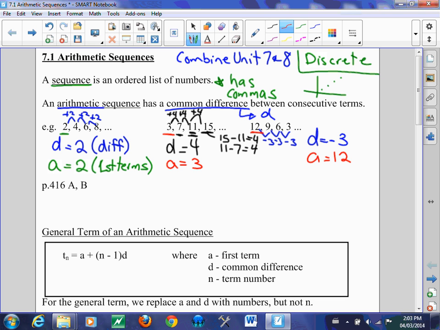If we know the common difference and the first term, which is A, we can sub it into a formula that you're going to see down here below. So that's why I'm introducing A and D already.